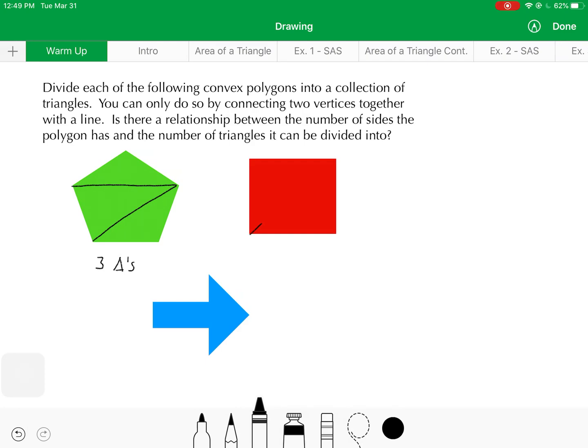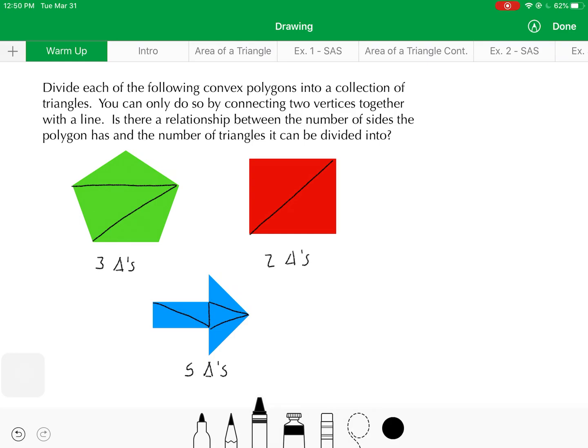For the rectangle, you're going to get 2 triangles. And then for the arrow, lots of different possibilities here. Let's go with this. Notice I'm ending up with 5 triangles.